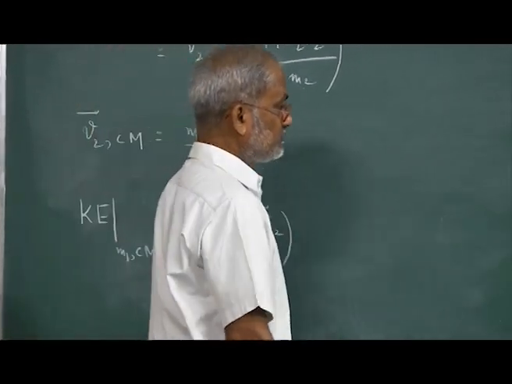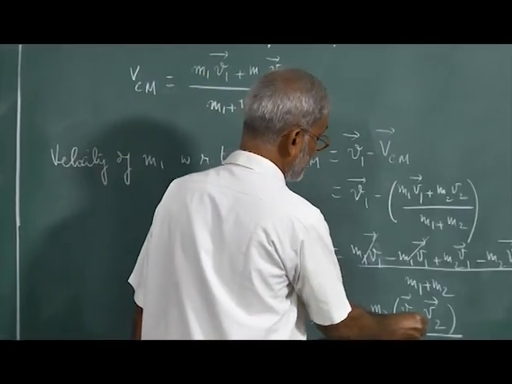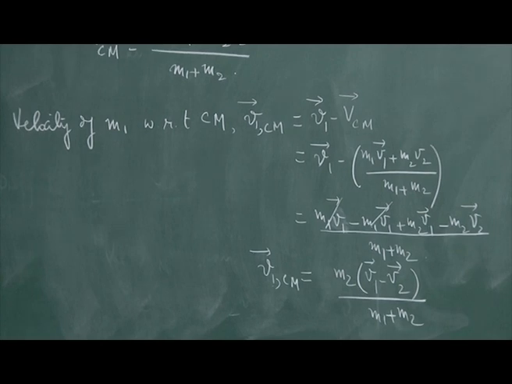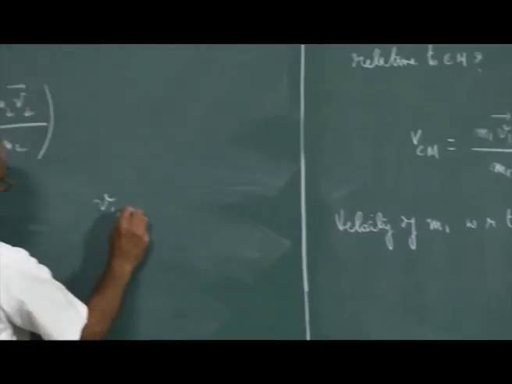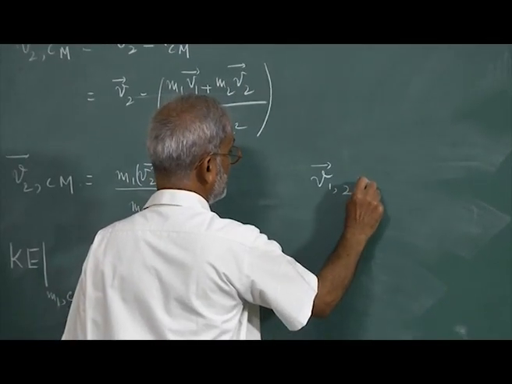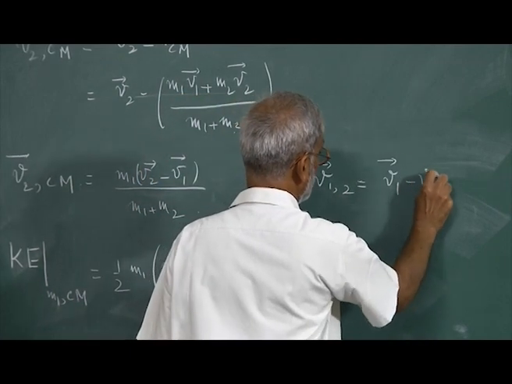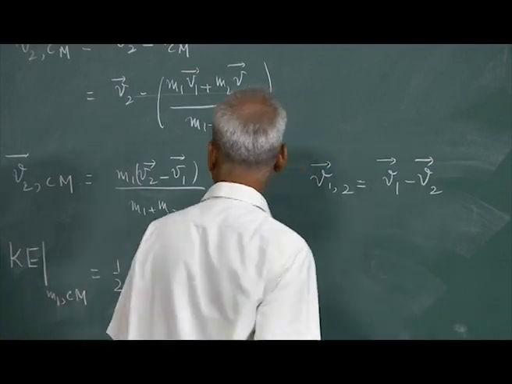Incidentally, what is this quantity? The relative velocity of the first particle with respect to the second particle, that is what we denote by V12. What is V12? It is nothing but V1 minus V2. These are all fairly standard things.